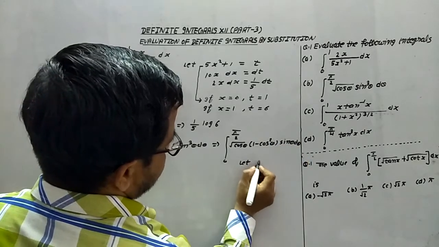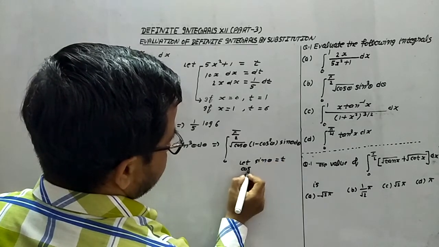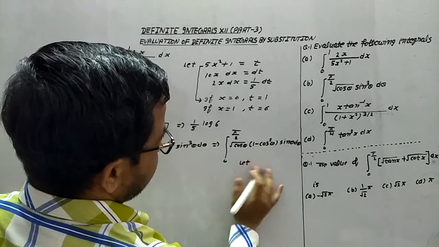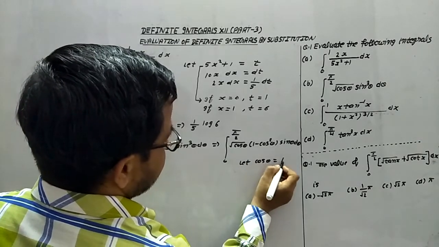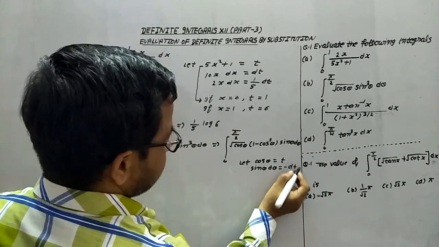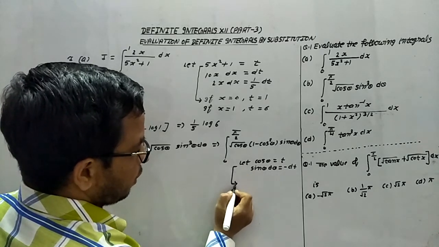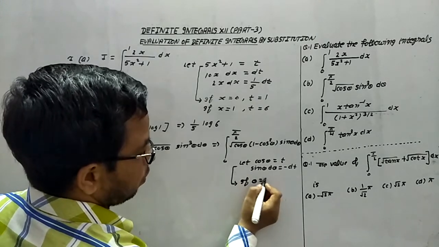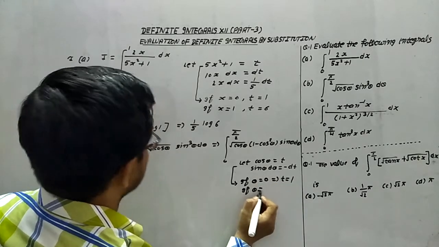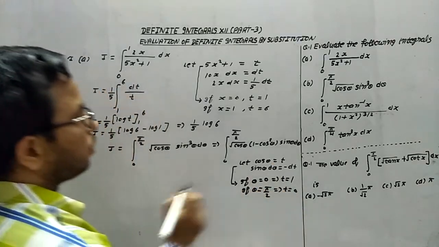So for this part, let cos theta be equal to t. It means sine theta d theta is equal to minus dt. Now, on the basis of this, we will change the limits. If theta is equal to 0, it implies that t is equal to 1. And if theta is equal to pi by 2, putting it in, t is equal to 0 only.